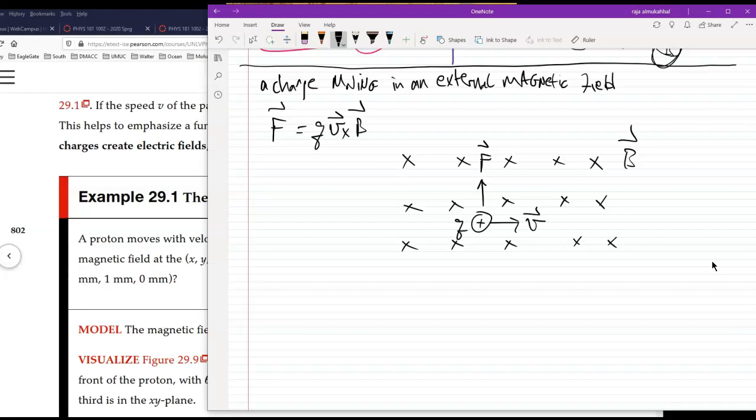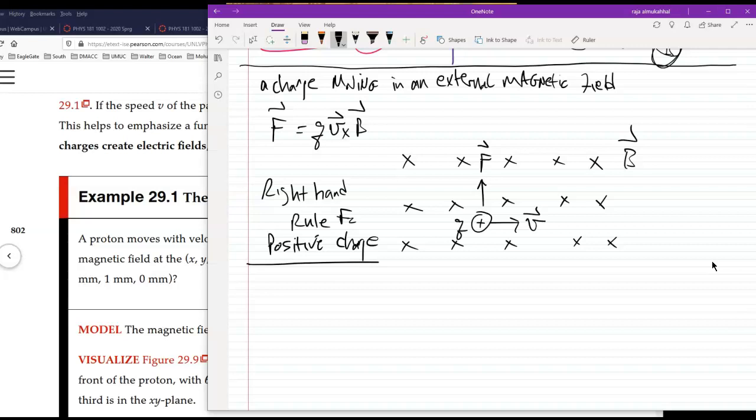Now, here is something interesting. If the charge is negative, you still use the right-hand rule, but whatever result you get for the force, you always make it opposite. So the right-hand rule works for positive charge. For a negative charge, you basically do the opposite. Whatever result you get, you just reverse it. If it's to the right, make it left.